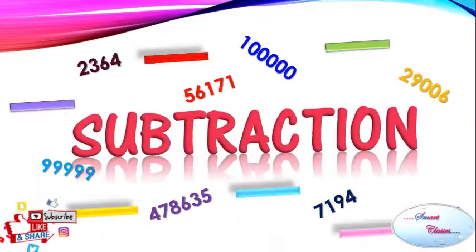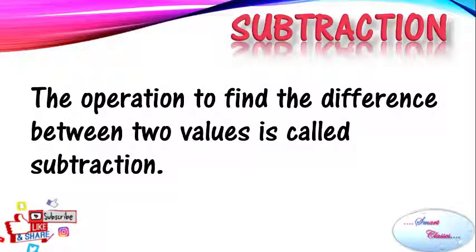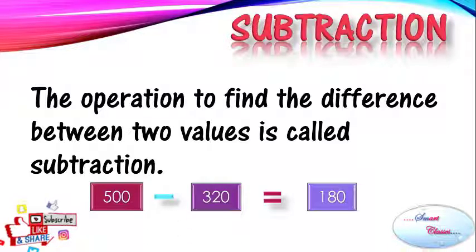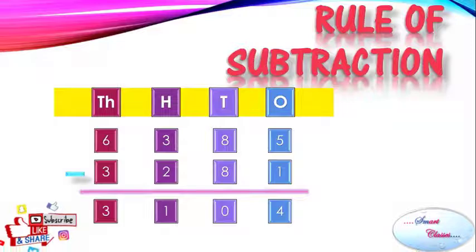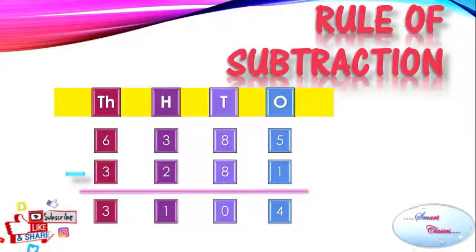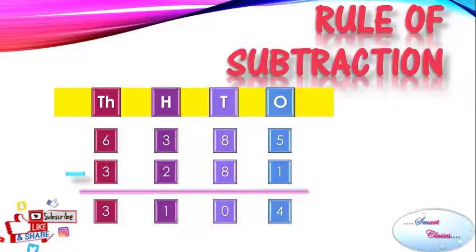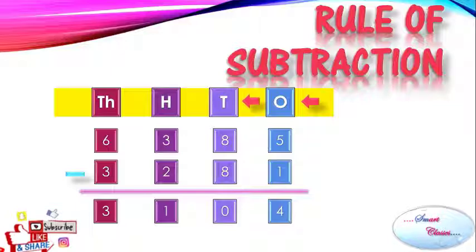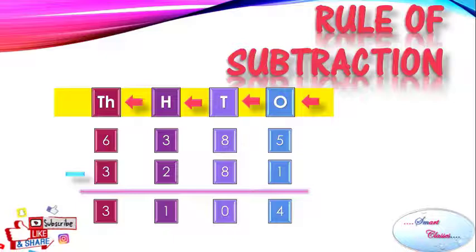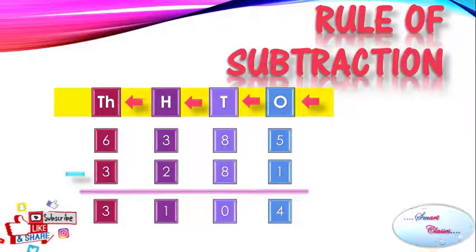What is subtraction? The operation to find the difference between two values is called subtraction. Rule of subtraction. The rule of subtraction is same as the rule of addition, that first we subtract ones, then tens, then hundreds, then thousands, and so on if the number increases.